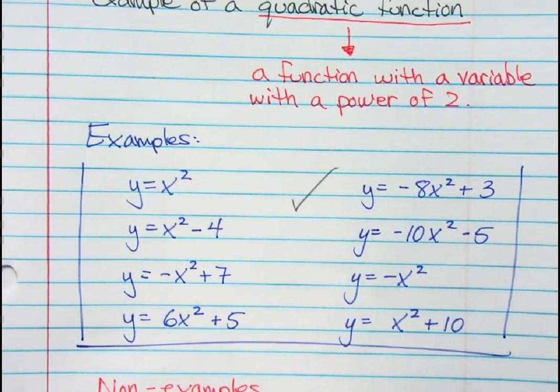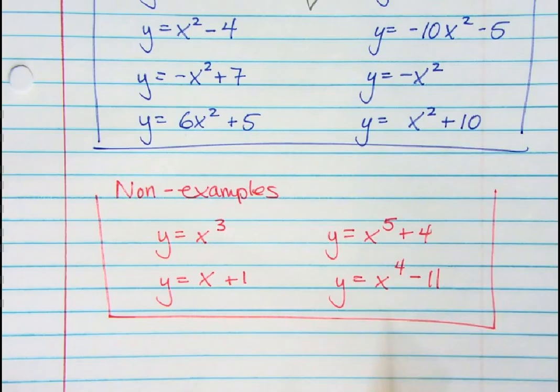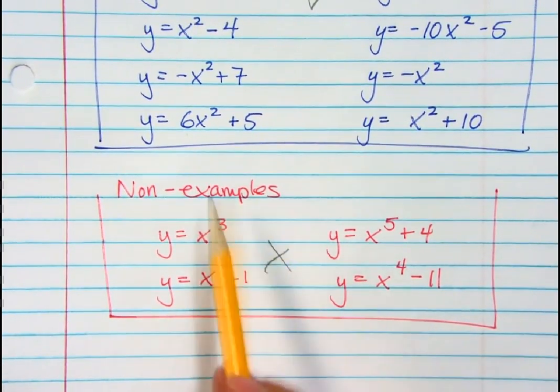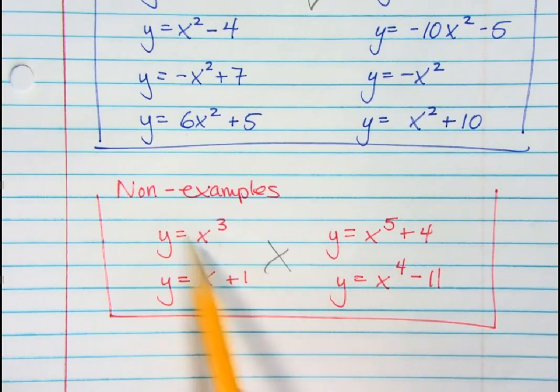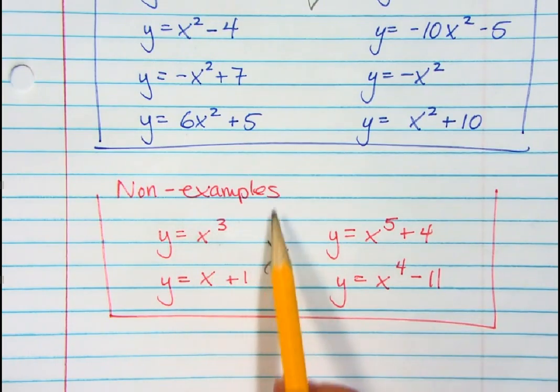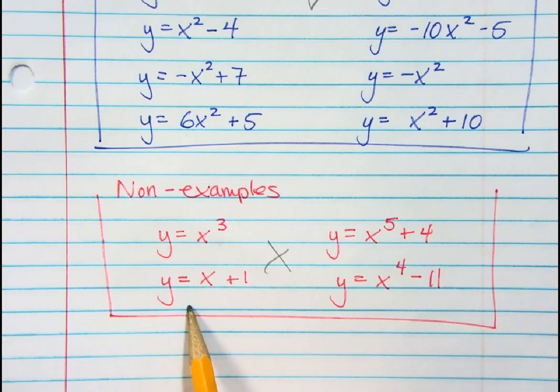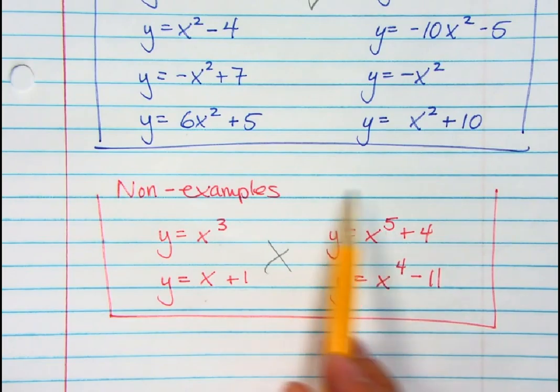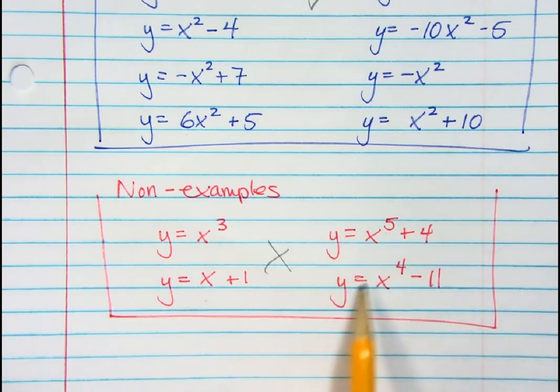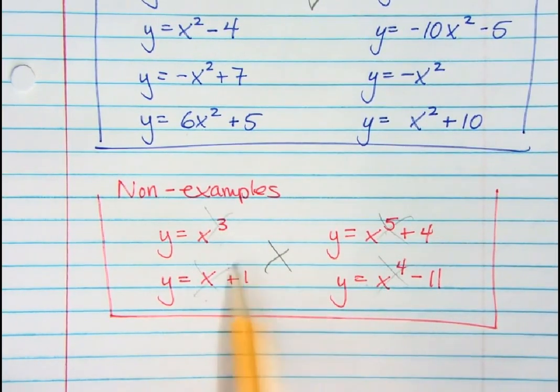Here's some non-examples. These are no good, not quadratic. Y equals x to the third. This is not going to look like a parabola. It's going to start with this, and it's going to start to turn. This one is a linear function. Nope, that's not quadratic. Over here, to the 5th power, nope, that's not the way I want to see it. Y equals x to the 4th power, no. So none of these work out because they're not to the 2nd power.